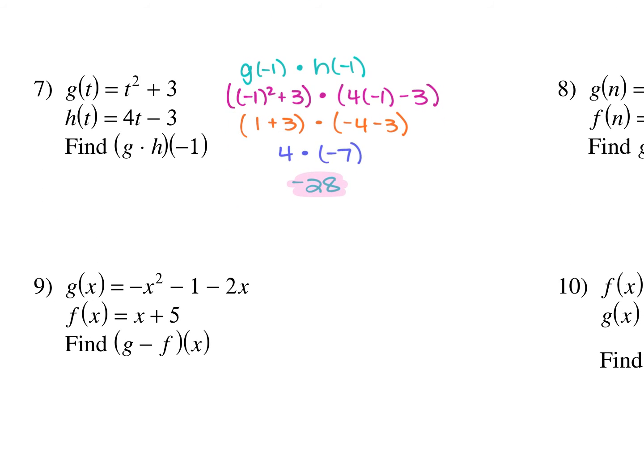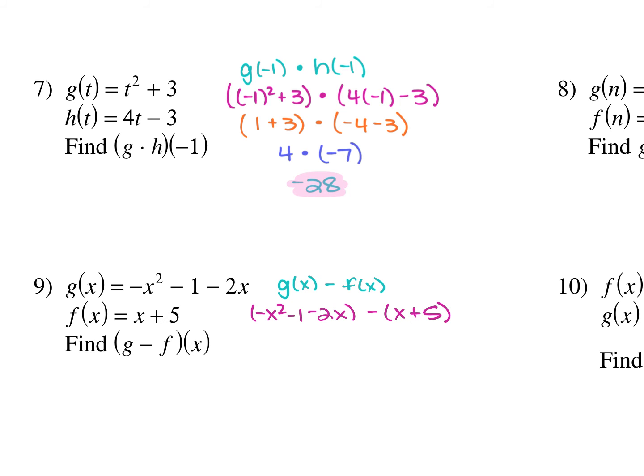For number 9, you have g of x, which is negative x squared minus 1 minus 2x, and f of x, which is x plus 5. You're finding g minus f of x. So this is the same exact thing as saying find g of x minus f of x. So g of x is the negative x squared minus 1 minus 2x. The f of x is x plus 5. So you're just subtracting these two.